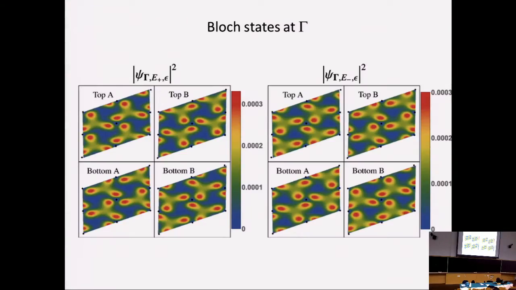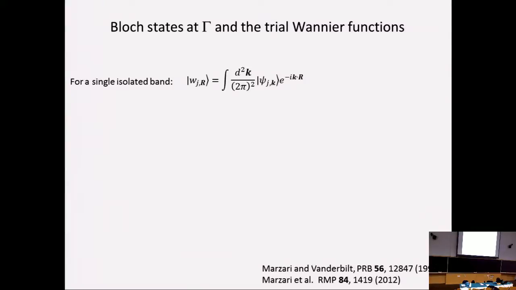Now, how do we actually construct them? This is a plot of the amplitude squared for 2 of the 4 Bloch states at gamma, the one at the high energy and the one at the lower energy, but both with the same C3 eigenvalue, and they have this peculiar propeller-like structure. Just for orientation, the AA stacked sites, so the moiré triangle lattice sites, are these blue dots here. Okay? All right. So now, how does one construct this?